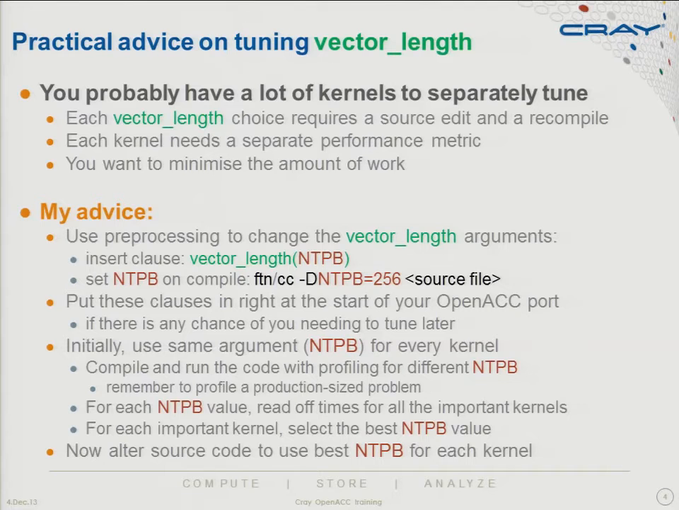So what's a good way to do it? A good way to do it is put the vector length clause in, but put a CPP macro in there, and set that macro on the compile line. Then you don't have to edit the file to change this value.